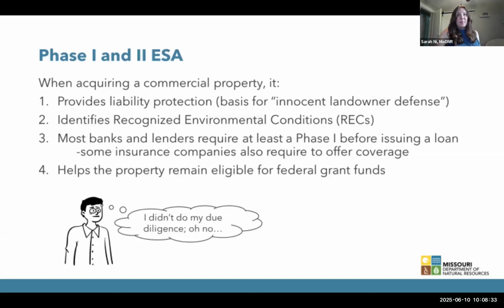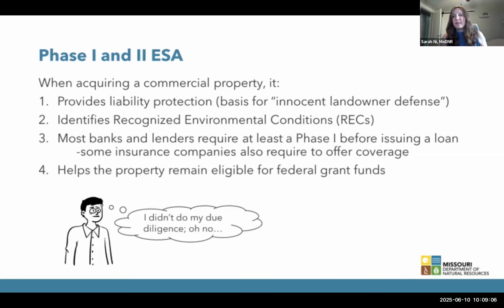Well, the important thing here is the city is trying to acquire that property. And anytime either a public entity or a private citizen is trying to acquire property, they need, or they should get, something called a phase one and phase two environmental assessment. What this does, it has four really important things. The first thing, it provides liability protection, which is the basis for the innocent landowner defense. And two, it identifies recognized environmental conditions.